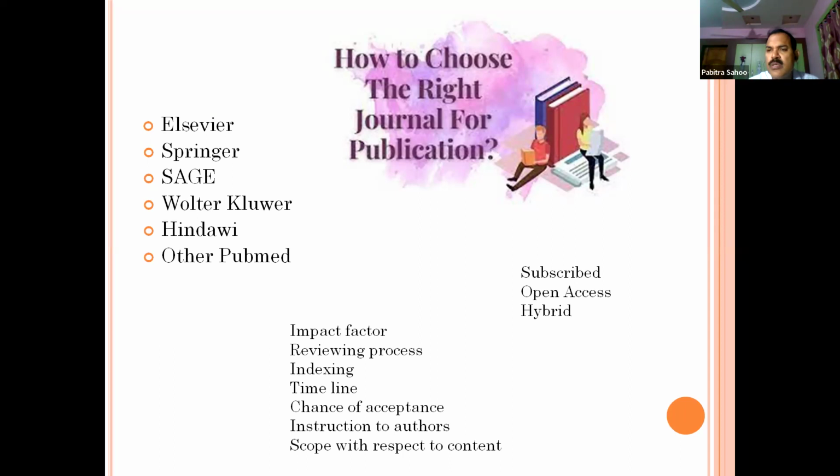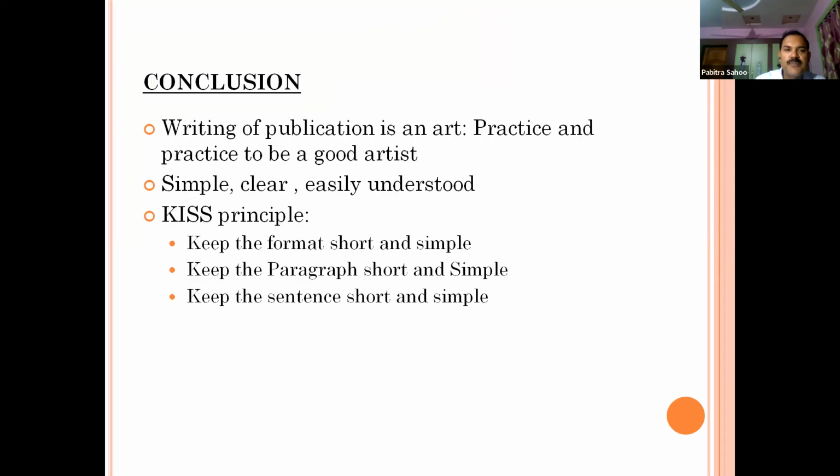You can choose the acceptance rate. There are some journals with acceptance of only 5% or 10%. So you have to choose whether you want to go for a 10% acceptance or a 50% acceptance. You get all these things once you submit your abstract to the website. There are certain links where you can submit, and you will get all details of different journals under different publishers. So accordingly, you can choose your journal.